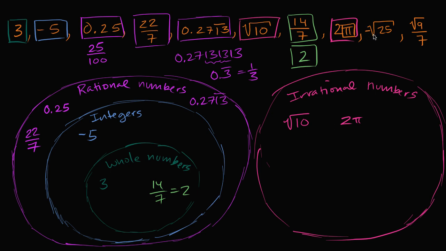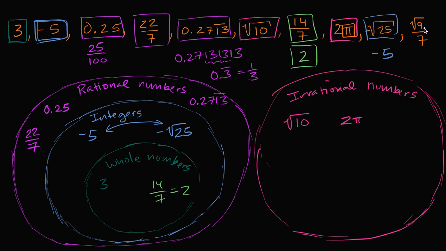Now what about the negative square root of 25? Well, 25 is a perfect square. The square root of that is just going to be 5. So this thing is going to be equivalent to negative 5. So it is an integer. It's not a whole number because it's negative, but it's an integer. Negative square root of 25 and negative 5 are actually the same number, just different ways of representing them.